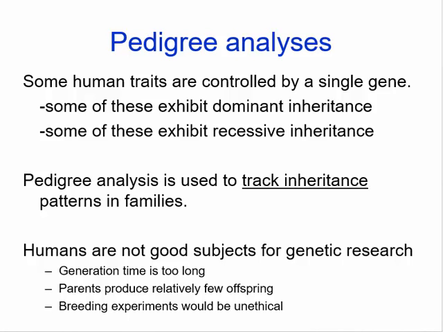And so one of the ways that we track traits through human families is through something called a pedigree analysis. This is used in other animals and organisms as well. And when we look at pedigrees, we can often see where we can track a dominant or recessive trait through a population. And so let's look at some of those examples.